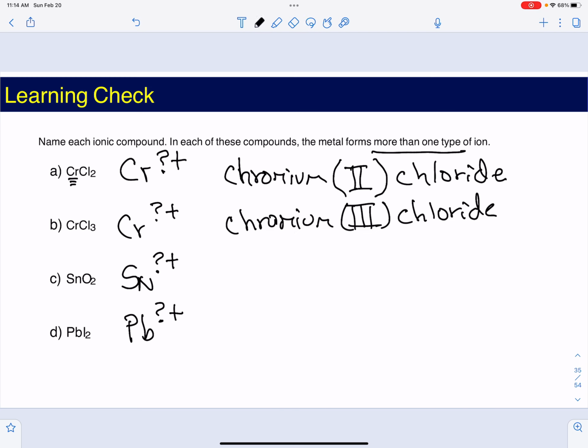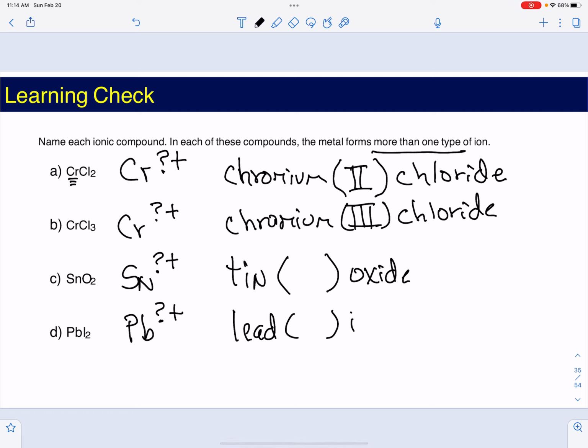The next one is going to be tin. This is one of the ones that I know is going to need a Roman numeral, even though it's not a transition metal. The same with lead. It's going to need a Roman numeral, even though it's not a transition metal, from the previous recording. And it's with oxygen, so it's going to be not oxygen, but oxide. And this one is with iodine, but it's not going to be iodine, it's going to be iodide.